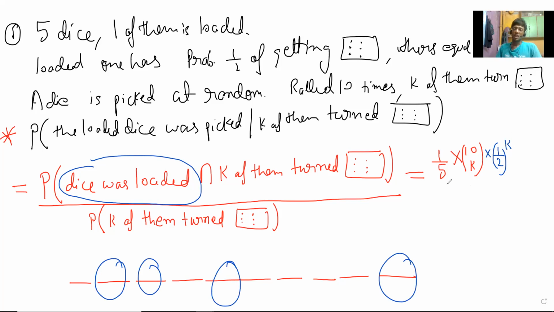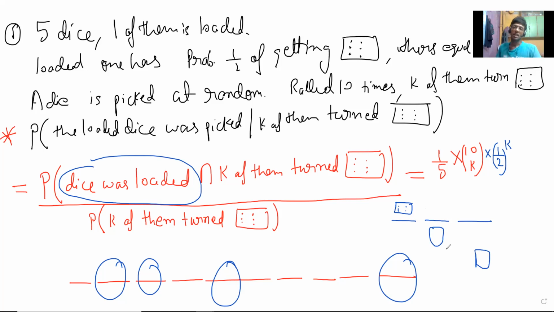We need 10 choose k because the order matters, right? These events are different. So suppose you're rolling it 3 times and you want a 6 to come up once. That 6 could come in the beginning, it could come here, or it could come in the end. So aren't these three events different?